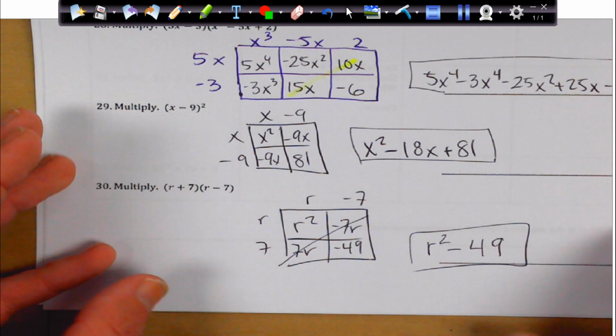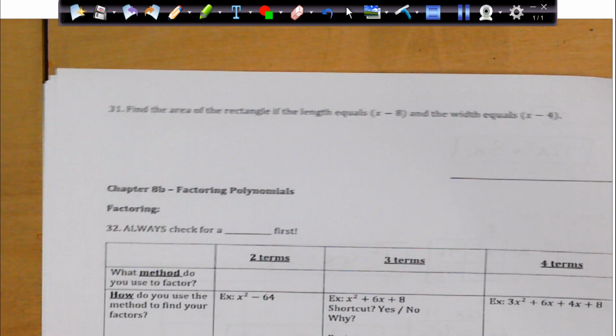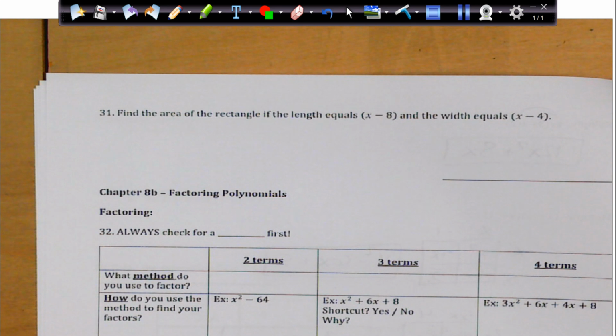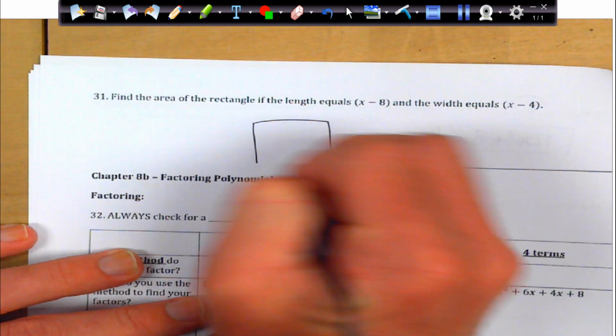And we have one last one. I want to do 31. Find the area of a rectangle if the length equals x minus 8 and the width equals x minus 4. I'm just multiplying these. So we use the box method.